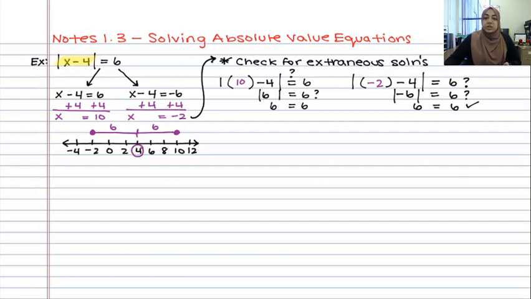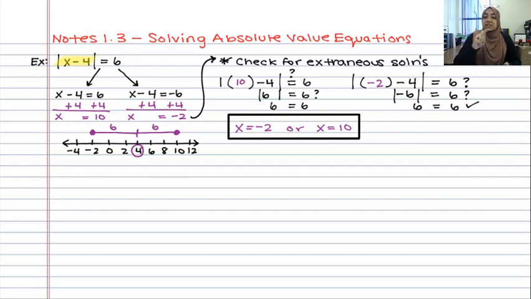Now you're wondering, well, which of those two is my solution? They both are. So the way that you're going to write your answers, you're just going to say x equals -2 or x equals 10. You could also totally write this in set notation. You could say brace -2, comma 10, close the brace. Totally a valid way to write your answer as well.